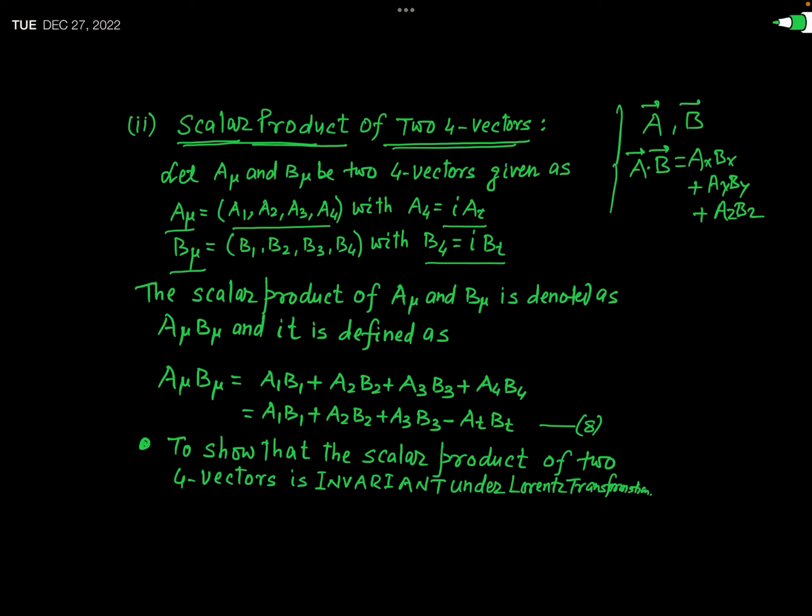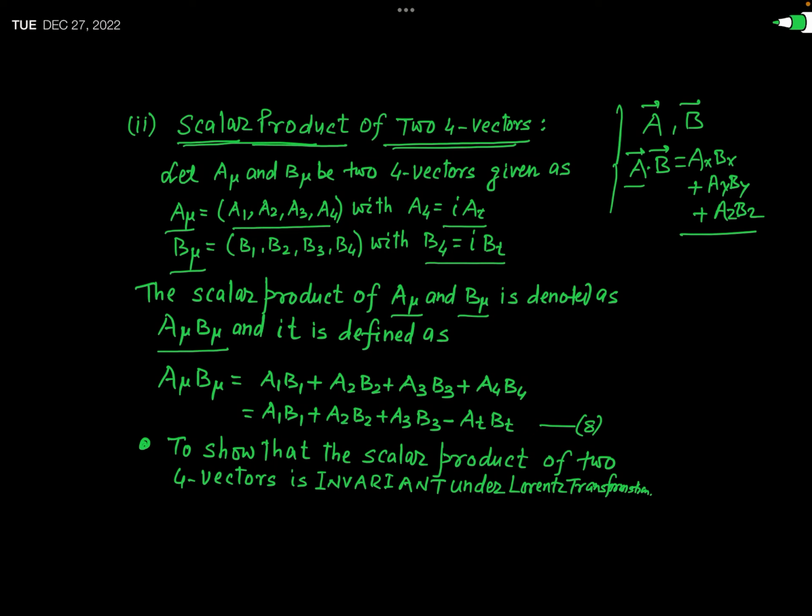Just like you can see here that AX, AY and AZ are components of the 3D vector A, and BX, BY, BZ are the XYZ components of 3D vector B. So in the light of this result, that is A dot B equal to AX BX plus AY BY plus AZ BZ, the scalar product of these two 4 vectors A mu and B mu is denoted by the symbol A mu B mu.